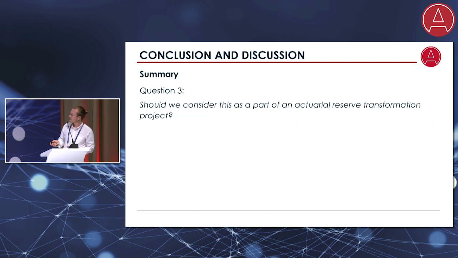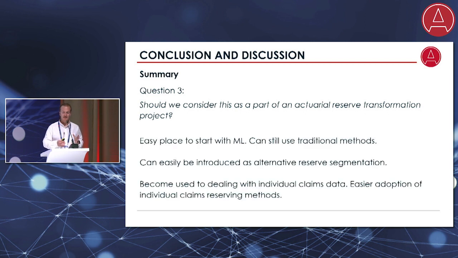Should we consider this as part of our actuarial reserve transformation projects? In thinking about this, the nice thing about this framework is it's backwards compatible with your current reserving process. You can basically plug and play. So it's an easy place to start. You can still use your triangles and traditional methods as normal. It could be a first step of introducing machine learning into your reserving process, but you just use it for the segmentation. So it could be a nice, easy step.